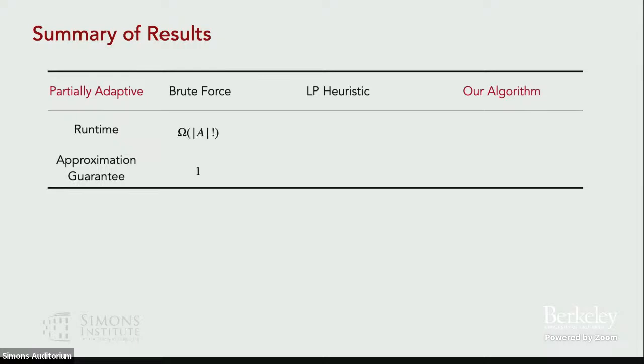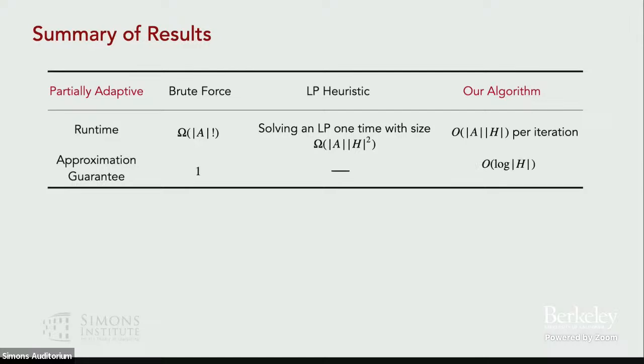For brute force, because you're searching through all the action sequences, you get this A factorial runtime. For the LP heuristic, again, we're just coming up with one randomized policy to perform according to at each time step. This really corresponds to solving one linear program with size A times H squared. To the best of our knowledge, this LP heuristic algorithm doesn't have any approximation guarantees. Now for our algorithm, the runtime to construct this action sequence is linear in the number of actions and number of hypotheses per iteration, and our algorithm also admits an approximation guarantee of log H.